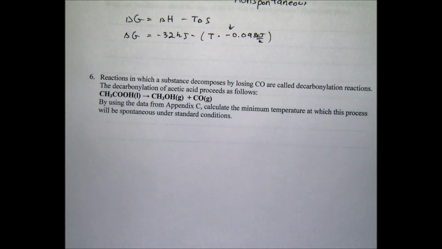Reactions in which a substance is decomposed by losing CO are called decarbonylation reactions. The decarbonylation of acetic acid proceeds as follows. So we have acetic acid going to methanol and carbon monoxide. By using the values in Appendix C, calculate the minimum temperature at which this process will be spontaneous under normal conditions.